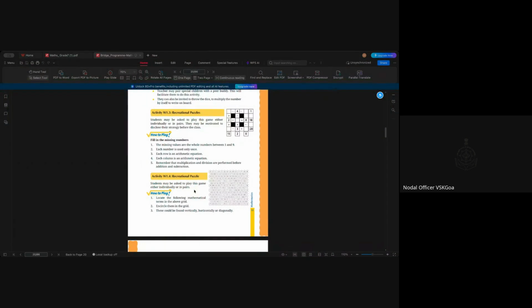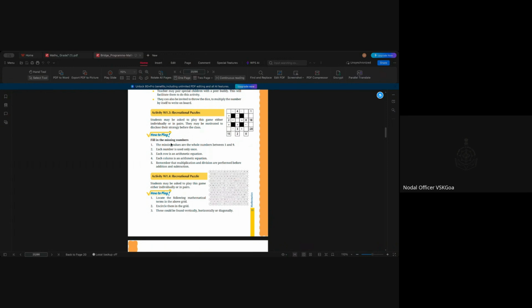Let us try to do this recreational puzzle. Here it is mentioned, students may be asked to play this game either individually or in pairs. They may be motivated to disclose their strategy before the class. So after they finish this game, they should be given the opportunity to disclose their strategy, how they got the answer. Now over here you could see this grid is mentioned to us.